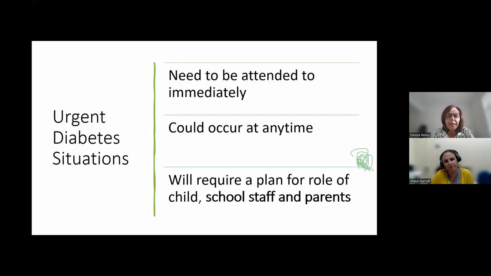So in terms of urgent diabetes situations, it's thinking of those that need to be attended to immediately, occurring at any time, and will require a plan for the role of the child, school staff, and parents. And we're thinking of, in these situations, hypoglycemia, and when does hyperglycemia become more of an urgent situation?